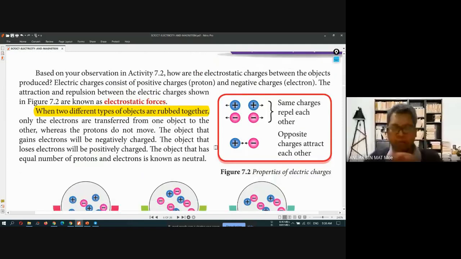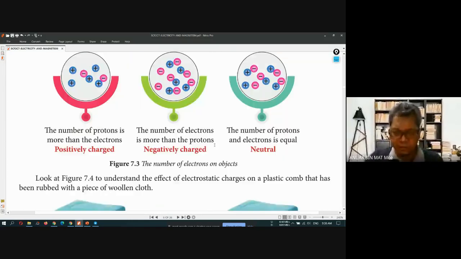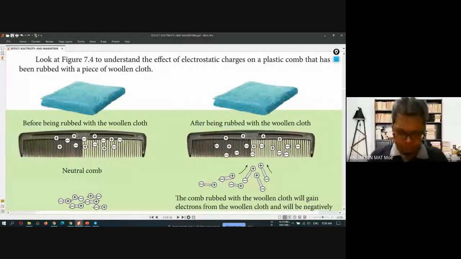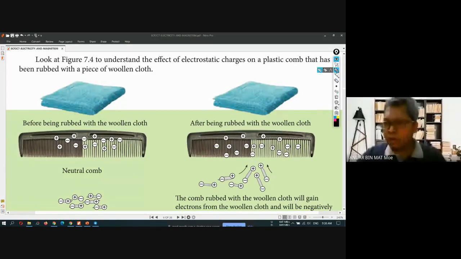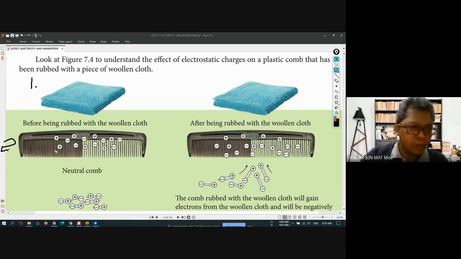You try to understand. You try to read the article, the notes first, before we continue. Example here. We have two types of object over here, right, class? Number one is what object, class? What is this object? This is the woolen cloth. Yes, very good. The first object is woolen cloth, and the second object here is a plastic comb.